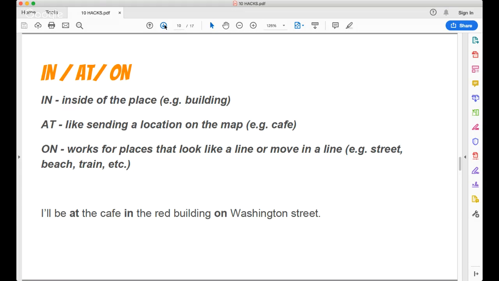Okay. In, at, or on. A lot of people get confused with that. In, at, or on. So they all can be used for a location, right? For some kind of location to indicate where you are. Well, you're going to use in when you're talking about inside of the place. In, for example, like building. In the building, inside of the place. At is like sending a location on the map. At is for cafe or any kind of establishment. It's going to be at.